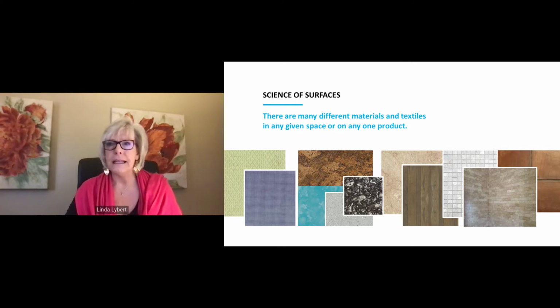There are many different types of materials and textiles that are used in a healthcare setting, or in any setting for that matter. It can be anywhere from vinyls. I've got a few things pictured here. We've got textiles, solid surface material, laminates, and tiles. But it goes even further beyond that. And that becomes one of the areas of concern.